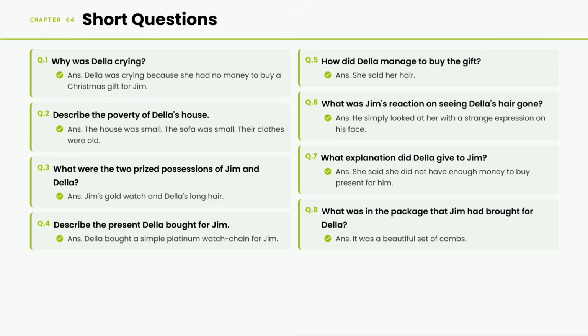Question 4. Describe the present Della bought for Jim. Answer. Della bought a simple platinum watch chain for Jim. Question 5. How did Della manage to buy the gift? Answer. She sold her hair. Question 6. What was Jim's reaction on seeing Della's hair gone? Answer. He simply looked at her with a strange expression on his face. Question 7. What explanation did Della give to Jim? Answer. She said she did not have enough money to buy a present for him. Question 8. What was in the package that Jim had brought for Della? Answer. It was a beautiful set of combs.